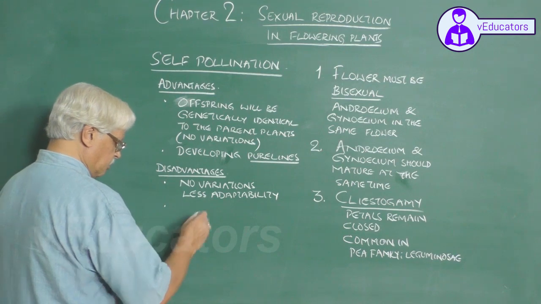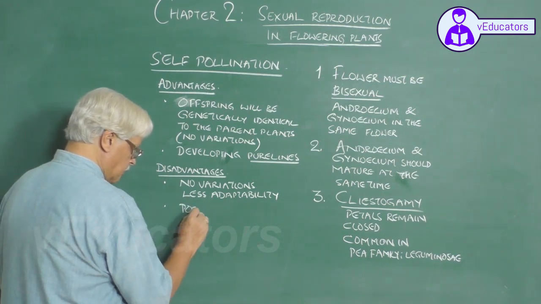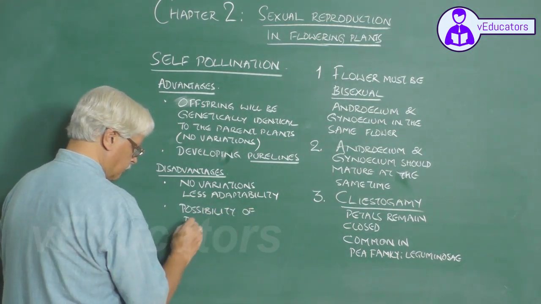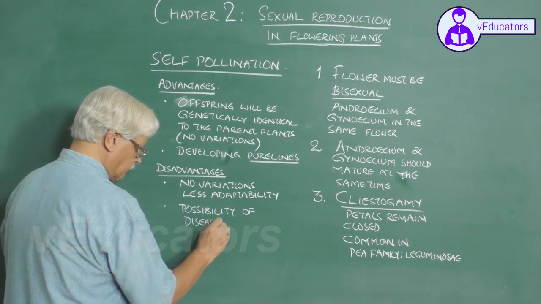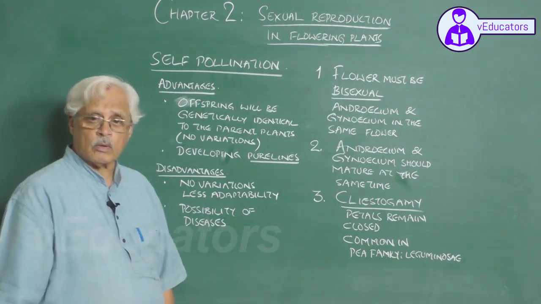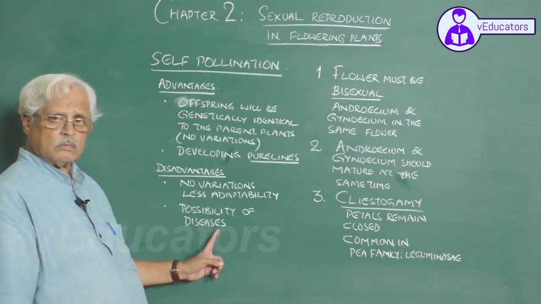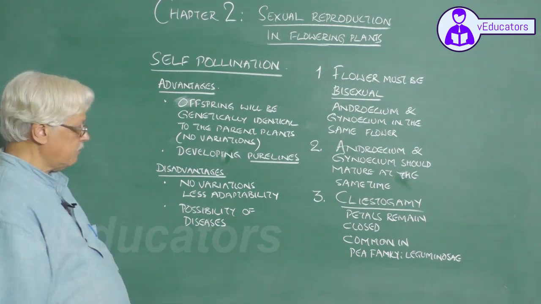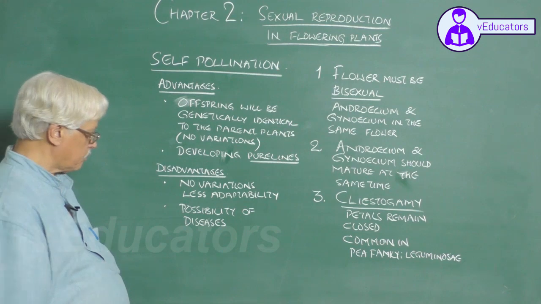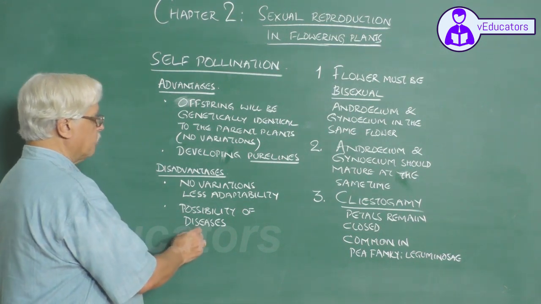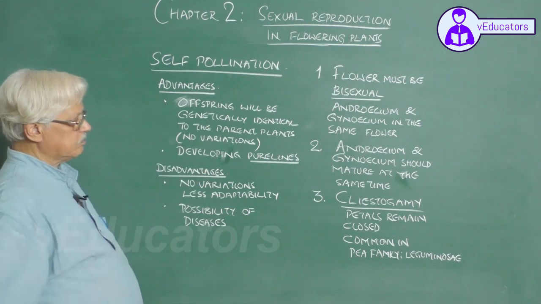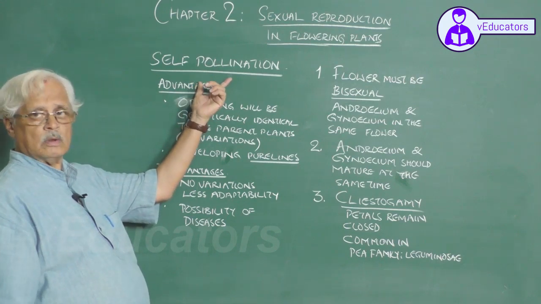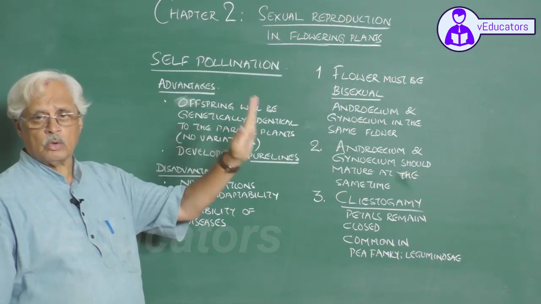Another disadvantage is the possibility of diseases. If the parent plant is infected with virus or bacteria, the same disease can be carried on to the offspring also. Therefore, in the plant kingdom, among angiosperms, self-pollination is less common compared to cross-pollination.